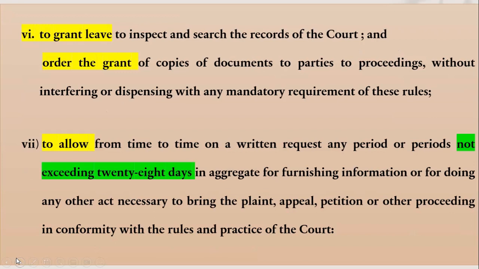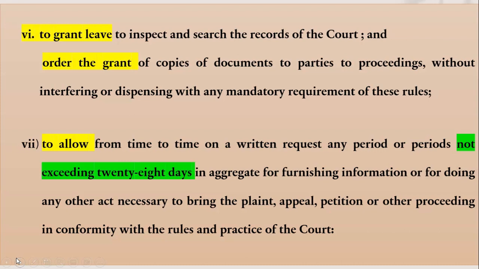So when we have to inspect the record of the court, we have to search records of the court. So this is the power with the registrar. We will have to take his permission before doing this, and this whole process has to be done in accordance with these rules. Now let's see the last sub-rule, that is sub-rule 7. To allow from time to time on a written request any period or periods not exceeding 28 days in aggregate for furnishing information or for doing any other act necessary to bring the plaint, appeal, petition or other proceeding in conformity with the rules and practice of the court.